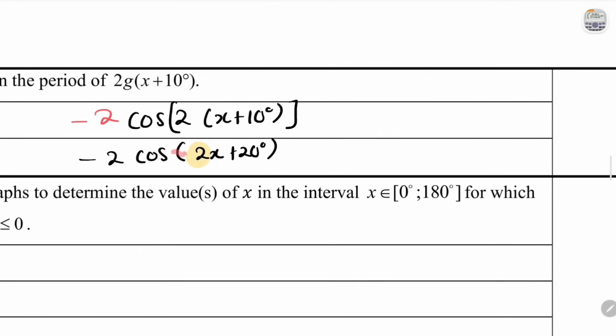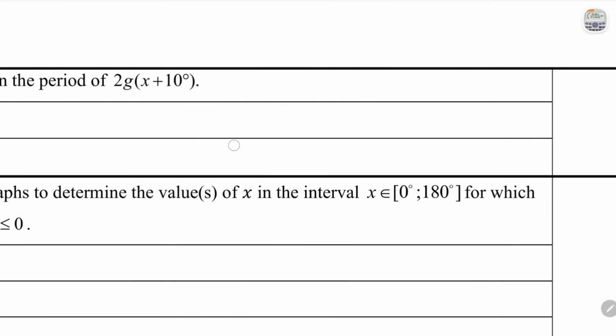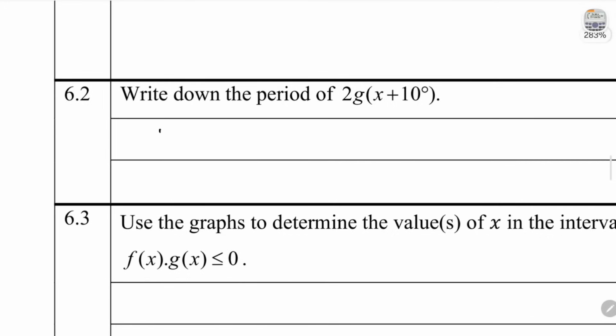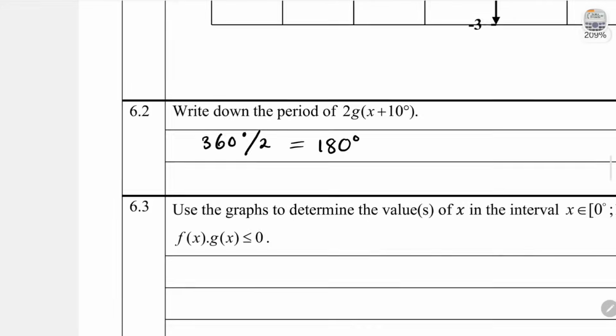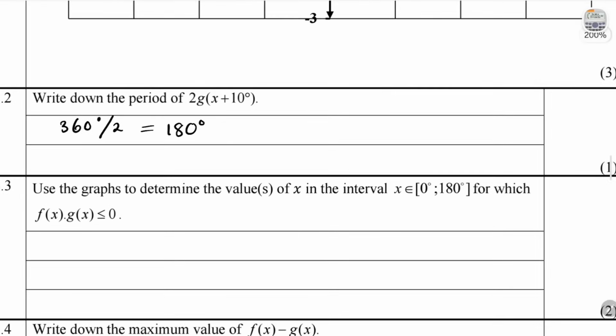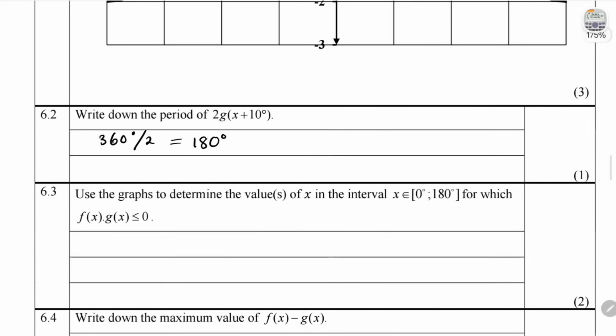Since this is a cos graph, the cos graph has a period of 360 degrees naturally. And then you just still divide by the coefficient of x, which is 2. So this is still 360 divided by 2, which is 180 degrees. So we can tell them 360 degrees divided by 2 is still 180 degrees. So it still has a period of 180 degrees. Moving on to the next question.